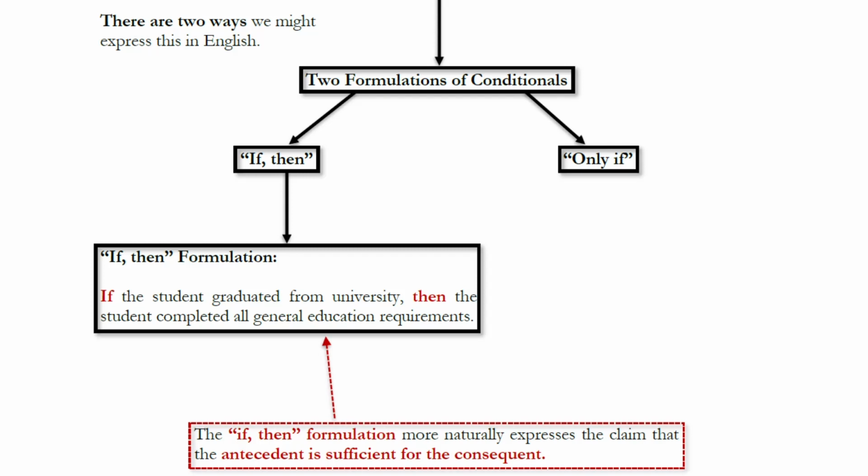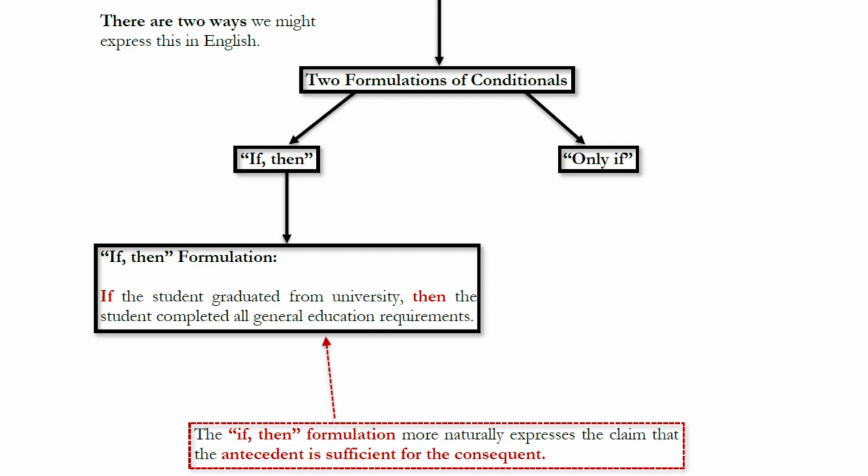Now, there are two ways that we might say this. First, we might use the familiar if-then formulation. We might say that if the student graduated from the university, then the student completed all general education requirements. Now, this if-then formulation will always be an acceptable way to express a conditional.